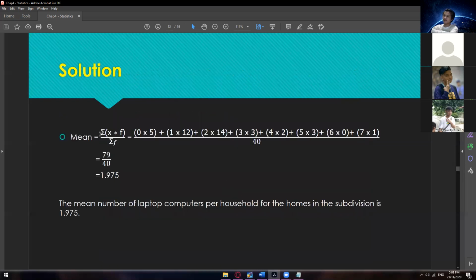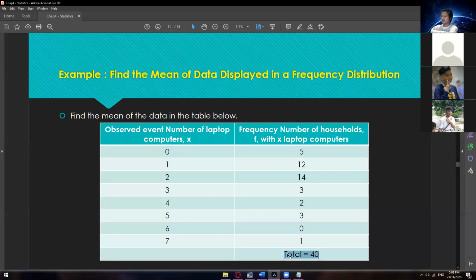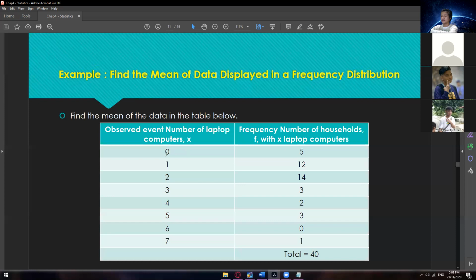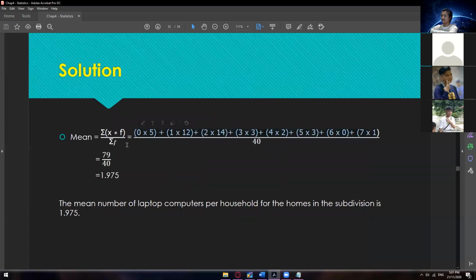So as you can see right here, we have the summation of frequency below. To get the mean, we have the summation of x times f, divided by the summation of frequency, which is already given here, which is 40. Starting from 0 up to 7, just list all of those. So 0 times 5 plus 1 times 12 plus 2 times 14 plus 3 times 3 plus 4 times 2, and so on up to this part. Just do the math and divide by the total frequency, 40. So 79 divided by 40, then you will get 1.975.